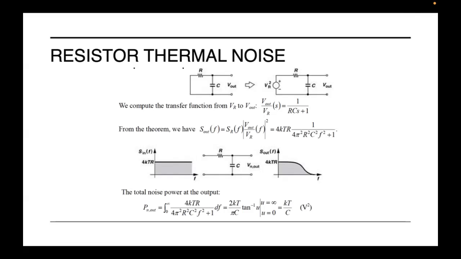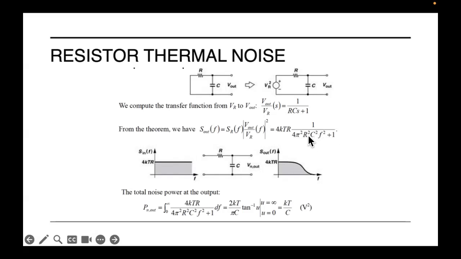So we also have to square the transfer function, because the transfer function is V output over VR. So we have to make it V output over VR, all squared. The multiplication will be between 4kTR, which represents the input signal, VR squared, and the transfer function squared, which is 1 over 1 plus 4π² R² C² f².